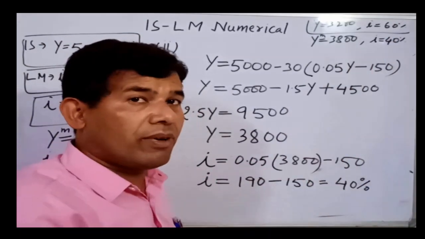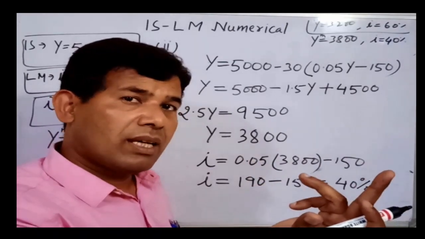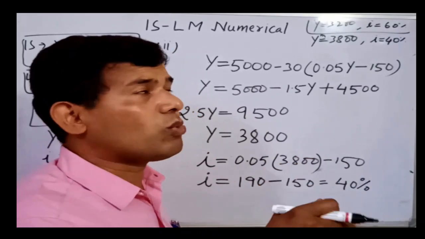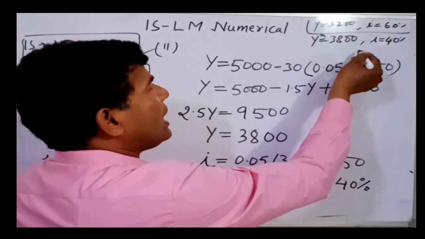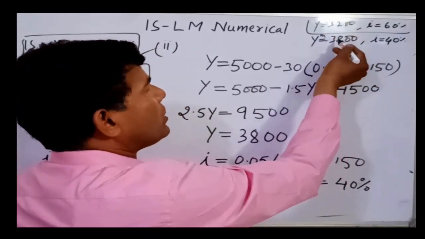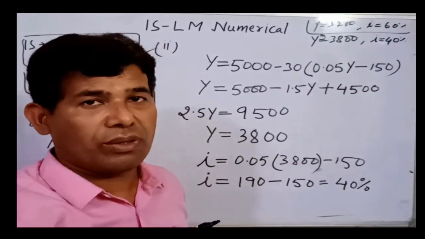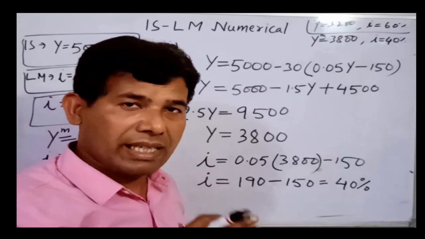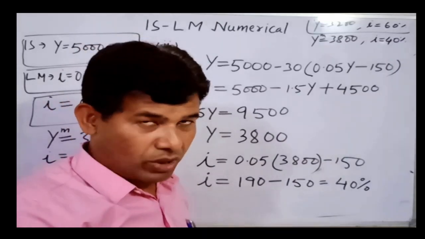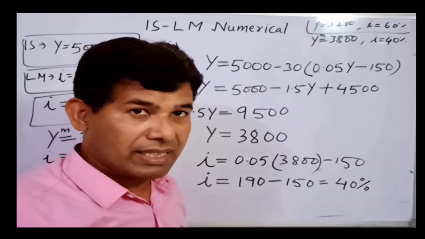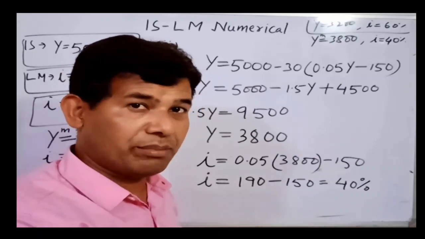Now when the rate of interest falls, investment, which is a function of interest rate, rises, and that is what leads to a rise in equilibrium income from 3200 to 3800. So there is a rise of equilibrium income by 600, right? What does it mean? That expansionary monetary policy is able to raise the level of GDP, right?